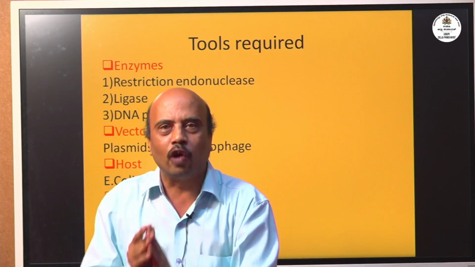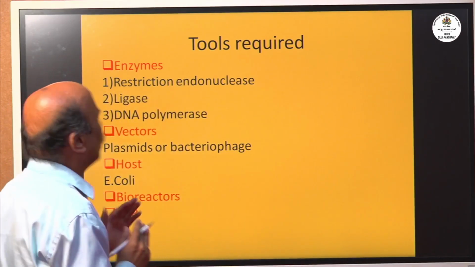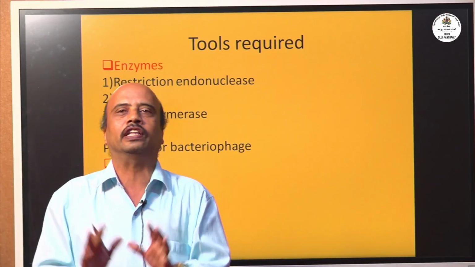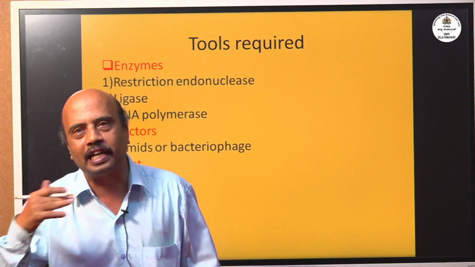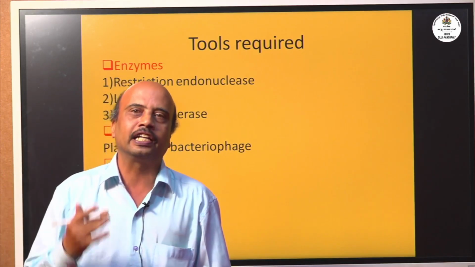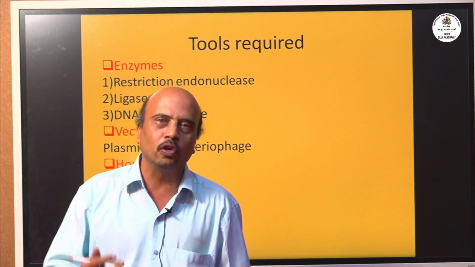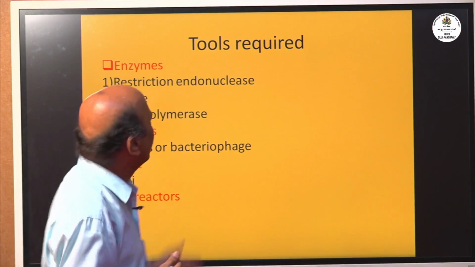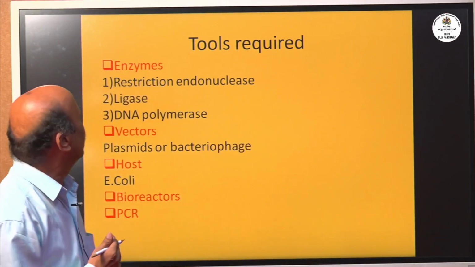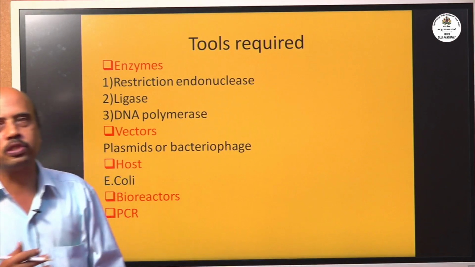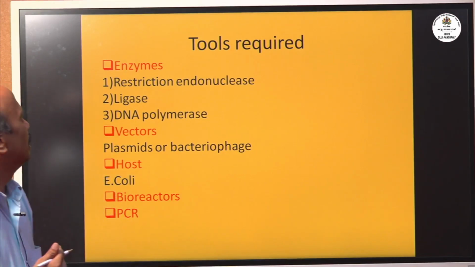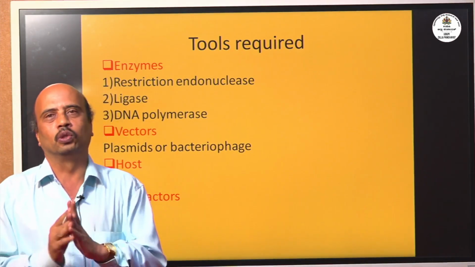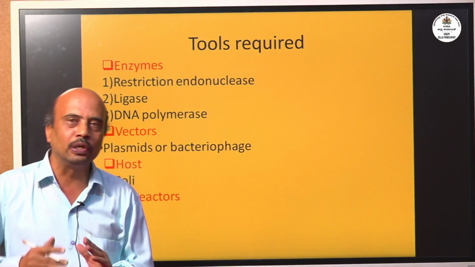So let us study what are the tools that are required for rDNA technology, because the main area of biotechnology we are concerned with is creating rDNA, recombinant DNA technology. It is also called genetic engineering. It is also called gene cloning. So for gene cloning, genetic engineering, or to create rDNA, that is recombinant DNA technology, we require certain tools. The tools are, see, enzymes. Among the enzymes, restriction endonuclease is the most important tool that is required. Restriction endonuclease.